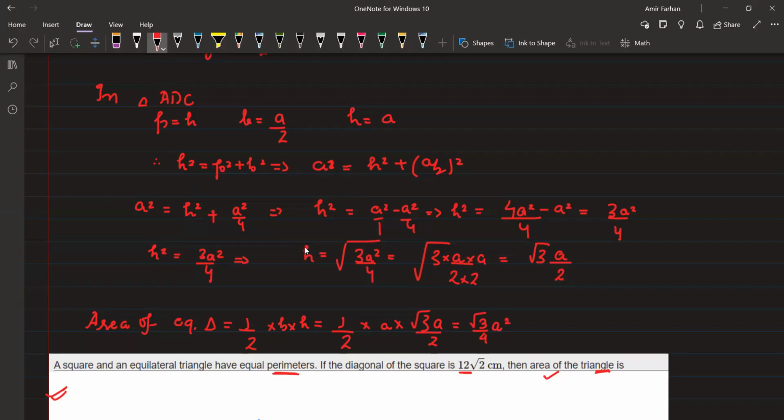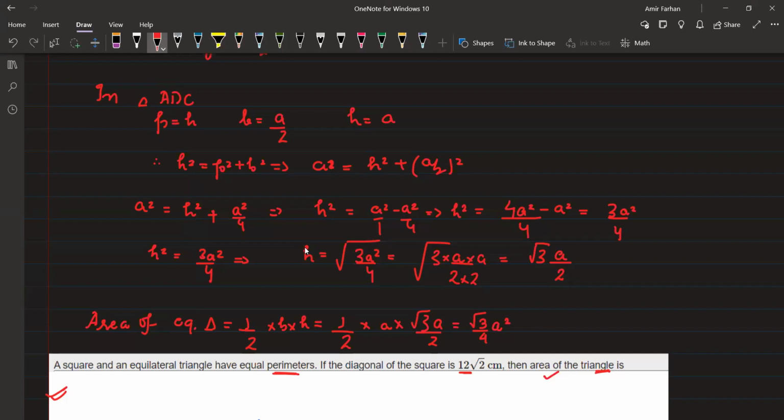First of all, do let me know how to calculate the perimeter of a triangle. Anyone? Perimeter by adding up all the sides. Yes, adding up all the sides. The perimeter of a triangle is nothing but a plus b plus c.